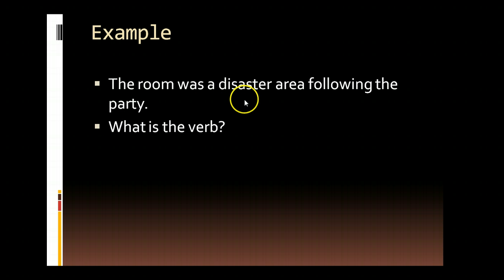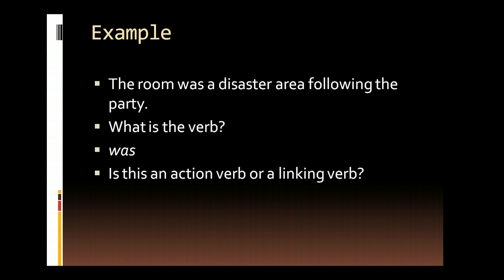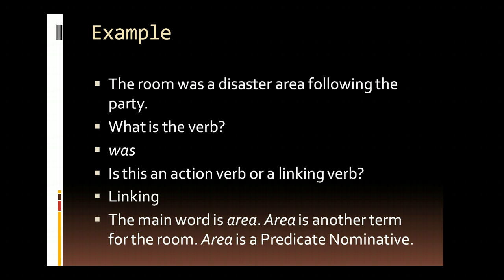In this sentence, disaster is actually describing what kind of area it was. So technically, we have to look at the word area as being the predicate nominative, because it's not that the room was a disaster, the room was an area. What kind of area? A disaster area. Remember, a predicate adjective has to describe the simple subject. In this case, the word disaster is actually describing the predicate nominative, not describing the simple subject. Therefore, disaster doesn't actually apply as being the predicate adjective.